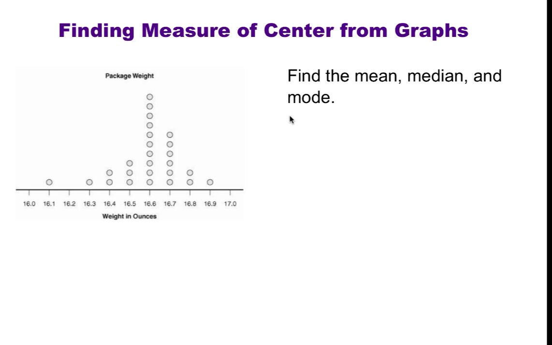We're going to look at how to find the mean, median, and mode when you're given the graph and not the raw data. So let's start with mean. Mean, you recall, is the summation of your x's divided by n.